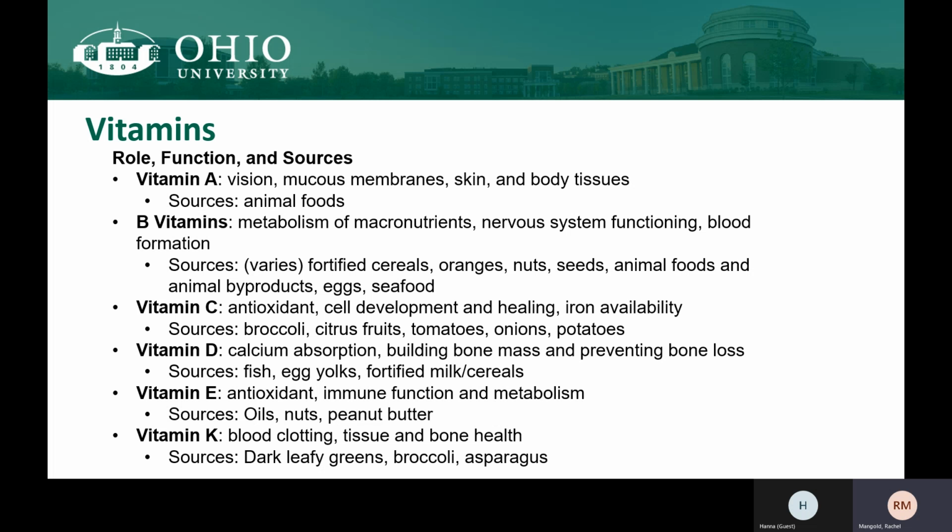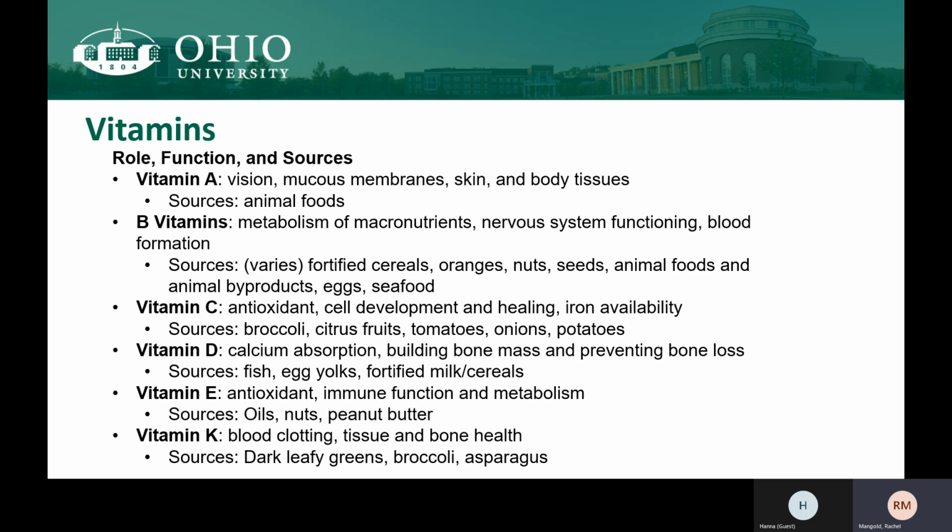So starting off with vitamin A. Vitamin A is going to be really essential for vision, any mucous membranes throughout the body, skin, and body tissues. And the best source for vitamin A is going to be animal food sources. Getting into B vitamins, so there are a handful of different B vitamins. We're not going to get into the specifics of those in this presentation today, but overall, B vitamins are essential for metabolism of micronutrients. So what we were talking about before, carbohydrates, proteins, and fats. It's going to be essential for the functioning of your nervous system.